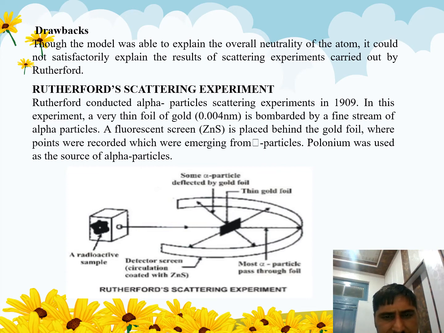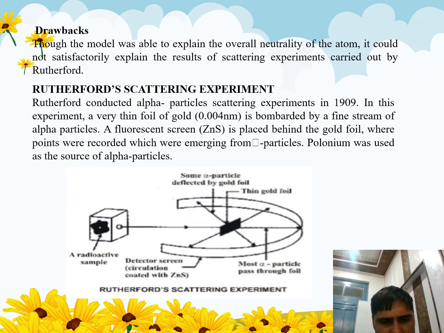A fluorescent screen made up of zinc sulfide is placed behind the gold foil, where points were recorded which emerged from the alpha particles. Plutonium was used as the source of alpha particles. Means this is the source. It is made up of plutonium, and this is the gold foil. Most of the alpha particles strike this gold foil, and at the back it contains fluorescent material, and that is made up of zinc sulfide.